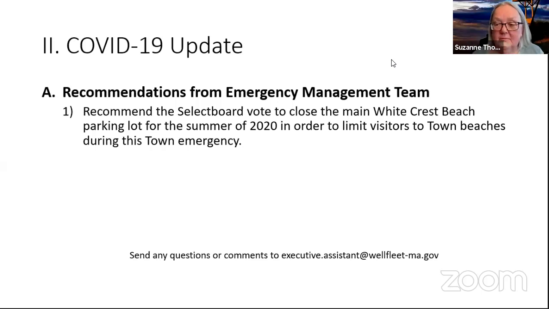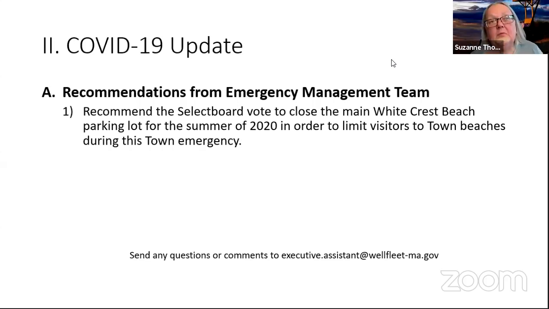Madam Chair. Yes. Number one, we're not closing Whitecrest completely. We're closing the back lot, which is the larger of the two, keeping the front one open, front one being the oceanside one, open for stickers only. Okay, didn't know that. All right, that's good to know.